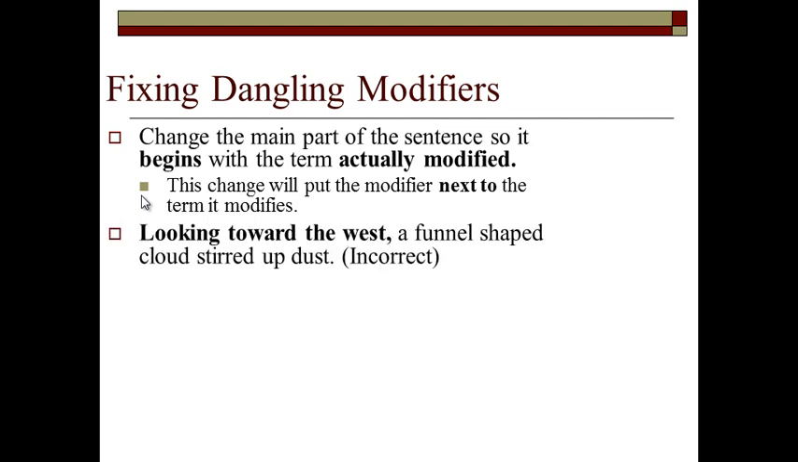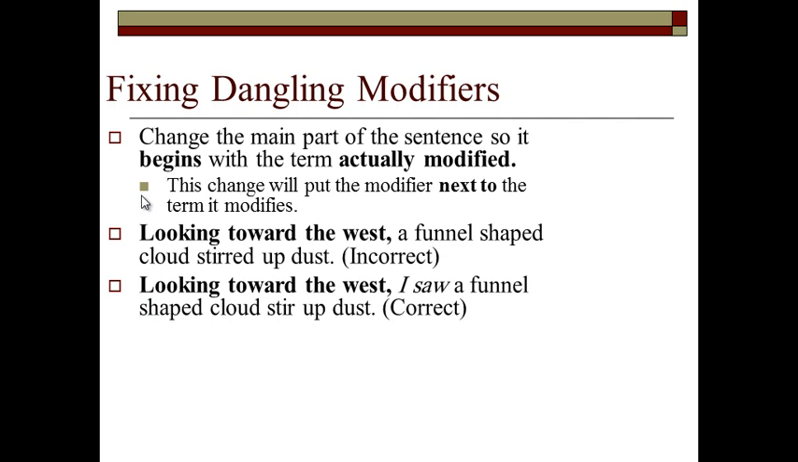To put it in an example: looking towards the west, a funnel-shaped cloud stirred up dust. Who's looking towards the west? Someone should be looking towards the west. Looking towards the west, I saw a funnel-shaped cloud stir up dust. The previous example, the wrong one, says that the funnel-shaped cloud looked towards the west and also stirred up dust. So it doesn't make sense. There has to be a person, the person that saw the funnel-shaped cloud stir up the dust, and at the same time was looking towards the west.